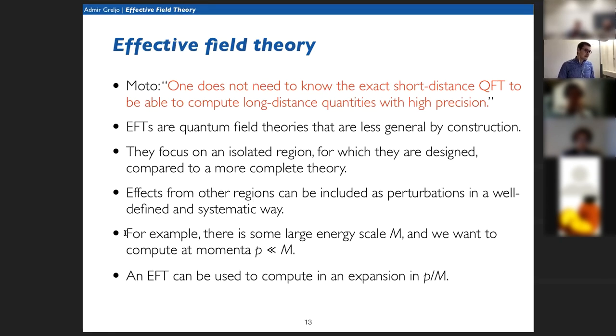So for example, imagine there is some large energy scale M, and the energy in your process, the momenta of your particles, for example p, is much smaller than M. So you can build an effective theory based on this ratio of p over M. And when you calculate your quantity, you can do an expansion in this parameter, in this ratio.